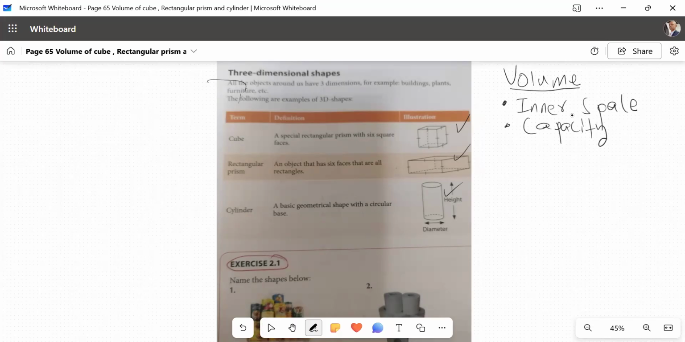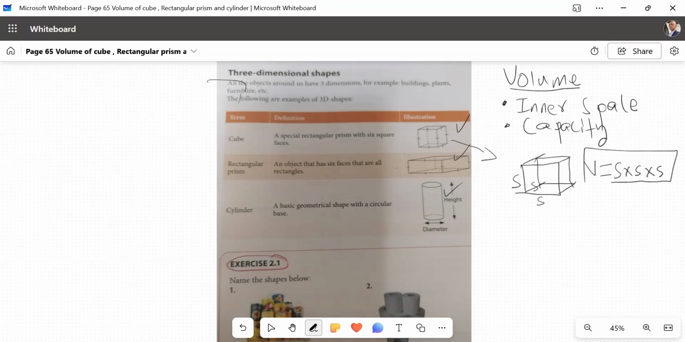So take an object. For now, let me grab a cube here. Here is the cube. If I want to calculate the inner space of this object, I have to consider this side, multiply by this side, multiply by this side. I will now say V is equal to S multiplied by S multiplied by S. This is the formula that I will always use to calculate the volume of a cube.